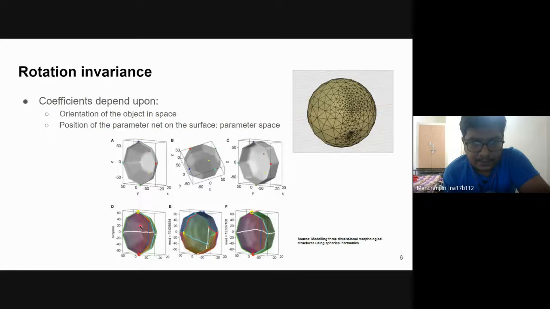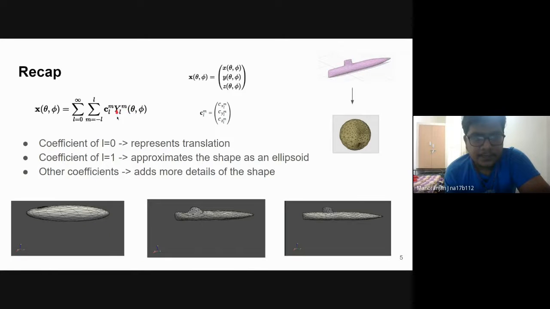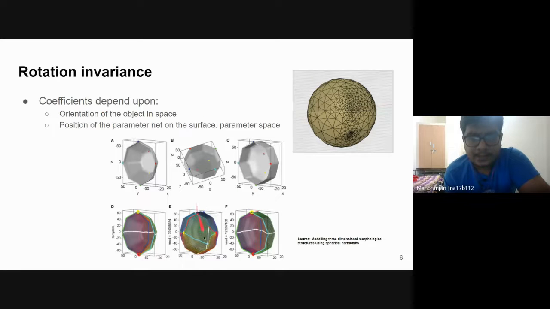So this D picture that you see corresponds to the parameter space of A, and this E picture corresponds to the parameter space of C, and their parameter space values will be different. So the idea here is, if you see in this previous equation, even though x comma theta comma phi is the same, YLM theta comma phi will be different, and this will change. That's the basic idea here, and we have to work on methods to align this parameter space as well.